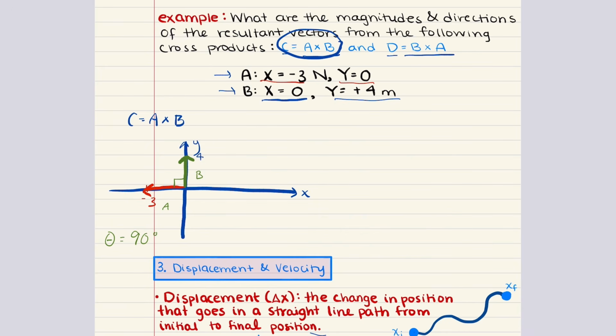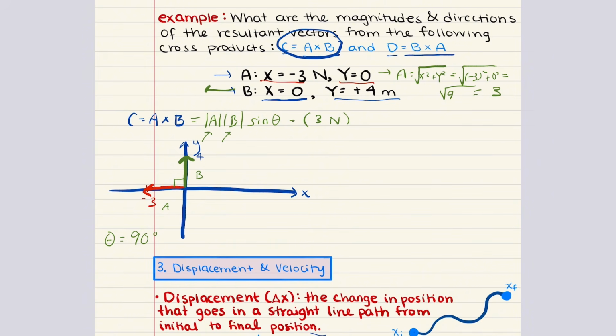Now, the cross product of A and B is going to be equal to the magnitudes of A and B multiplied together by sine theta. Let's go ahead and figure out the magnitudes of vector A and B. We're going to use our equation. Vector A is equal to the square root of x squared plus y squared. So this is going to be equal to -3 squared plus 0 squared. That's going to give us 9 plus 0, which is 9. And the square root of 9 is equal to 3. So A is equal to 3 newtons.